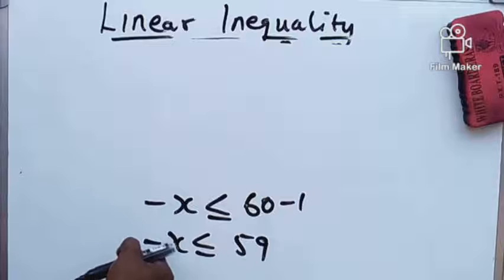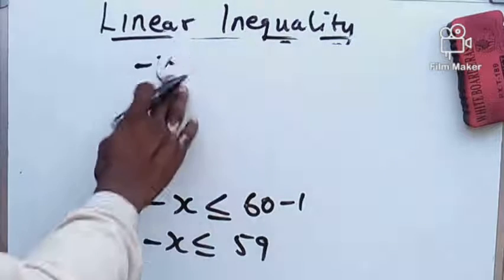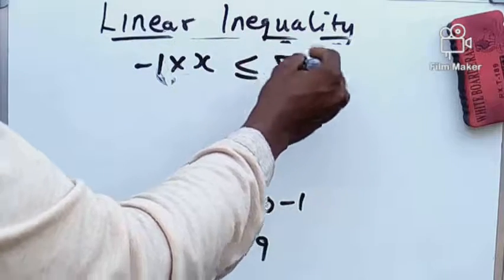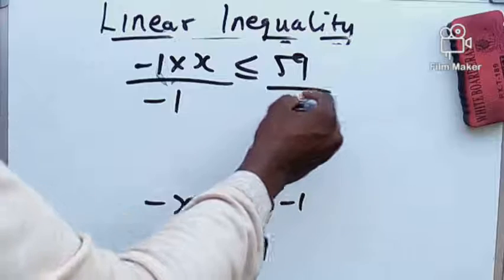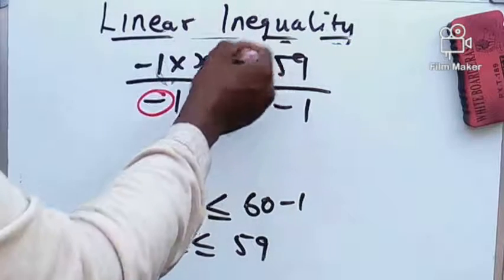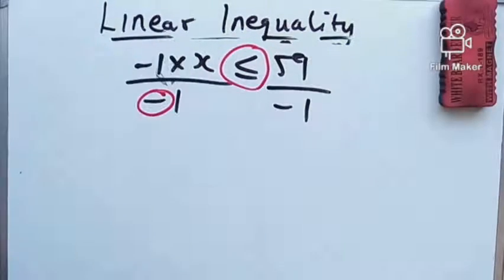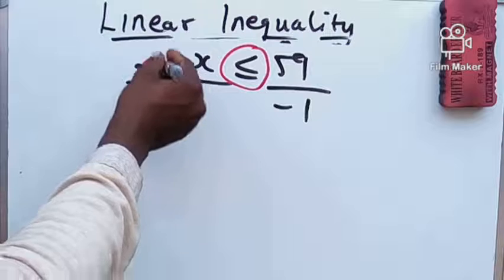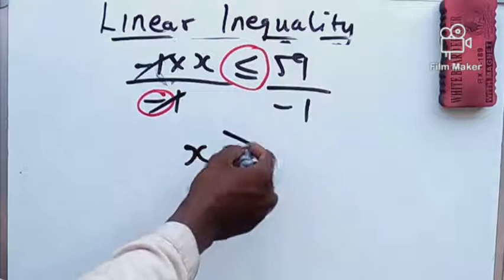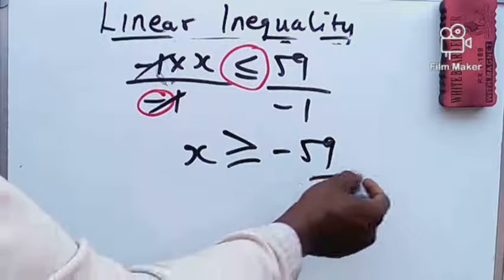So the next is to find what x is. To find x, I need to divide all through by minus 1. Notice that minus x is the same thing as minus 1 multiplied by x, less than or equal to 59. So we divide all through by minus 1. Remember what I told you: anytime you are dividing with a negative, the inequality sign will be affected. It will simply turn to the opposite direction. Since I'm dividing with a negative, I'll have x greater than or equal to minus 59. And that is the answer.